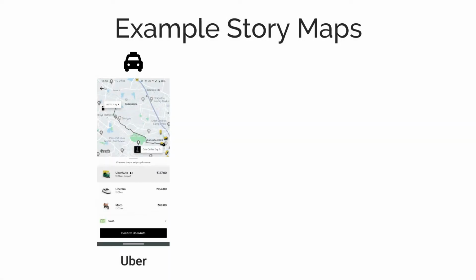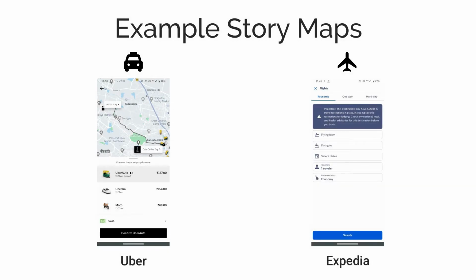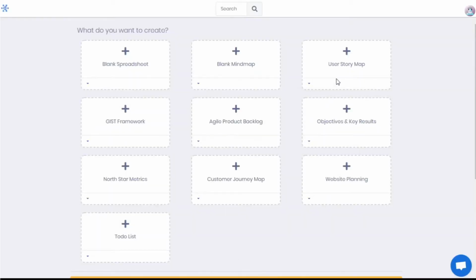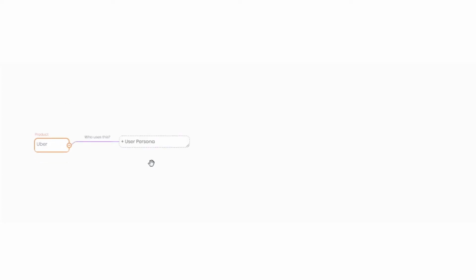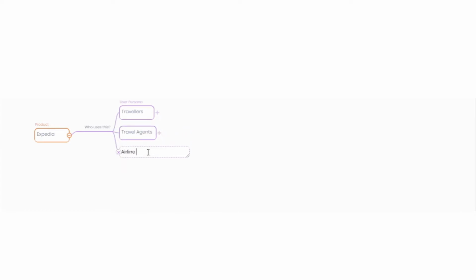Let's dive deeper with a few examples. In this video, we are going to build story maps for a ride-sharing app like Uber and a flight reservation service like Expedia. Let's get started. First, we start with the user persona, or who is going to use the product. Uber is used by drivers and commuters. A flight reservation service could be used by travelers, travel agents, or even by airline staff.